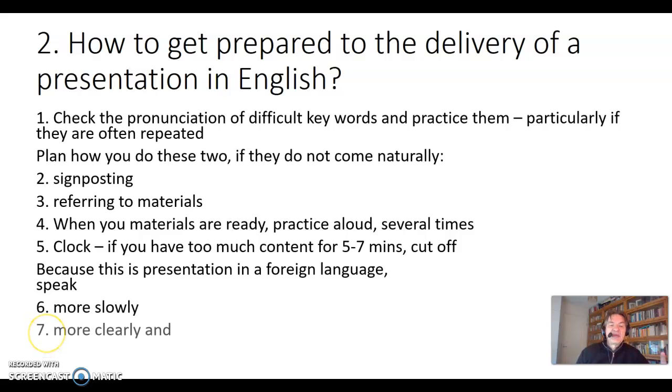And because you're speaking in a foreign language, speak more slowly, speak more clearly, and speak more emphatically than you would do normally. So put more emphasis on the important words, the important phrases. Don't try to speak as if you were speaking normally, because this is not a normal situation. You are now presenting, and you are presenting in a foreign language. So more slowly, more clearly, more emphatically.